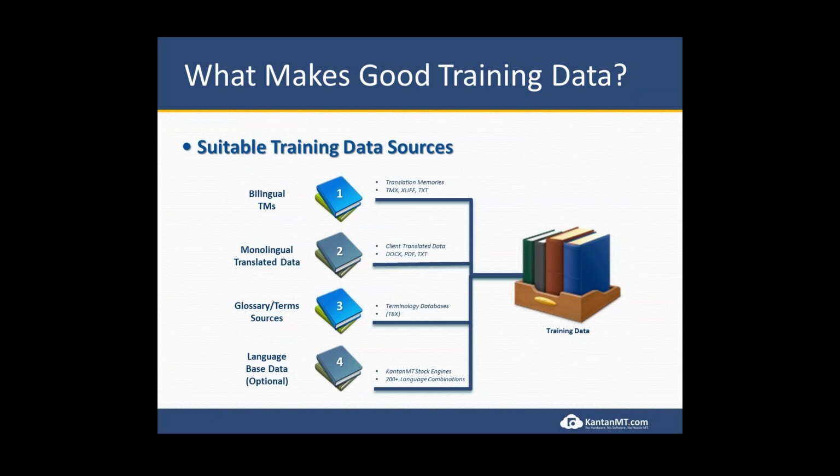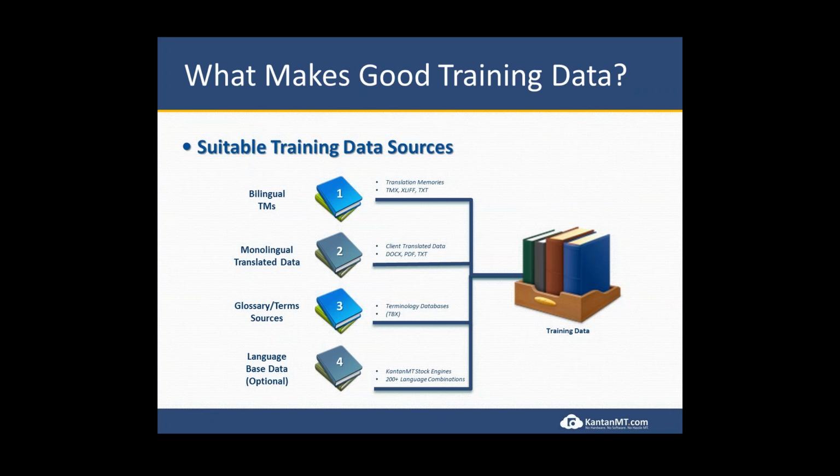The second type of training data is monolingual data, and this is always in the target language. We've made it really easy for our clients to introduce monolingual data to their Kantan engines because we accept docx files, PDF files, text files, or in fact, you can use the Kantan Spider technology to spider websites and aggregate and collate your monolingual data for you.